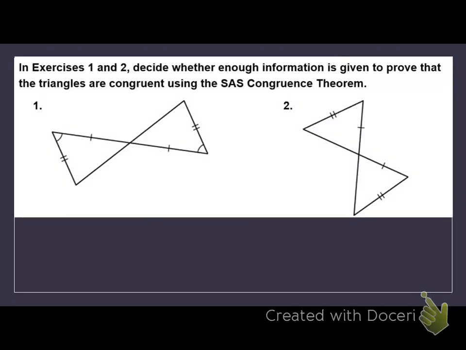So we learned about 5 theorems, right? One of them was side angle side. So in this section, we're deciding if the triangles are congruent by side angle side. That's literally it. In the first one, you need 2 sides and an angle congruent.